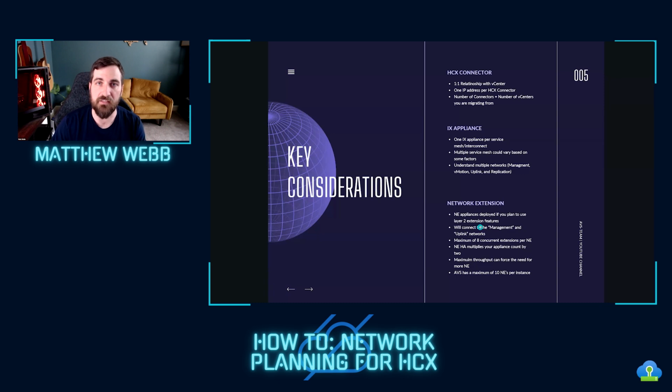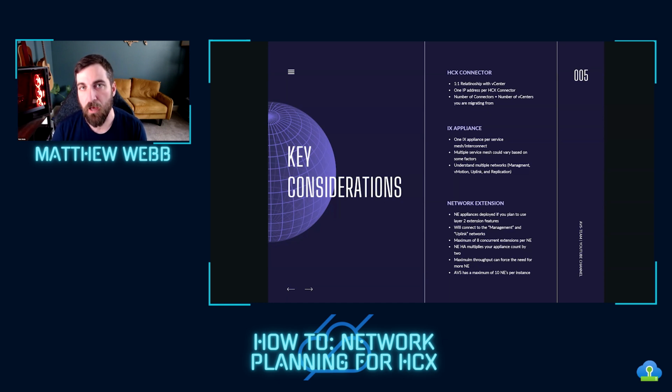What drives the number of IPs that you'll need to put in the IP pool is the number of network extension appliances. And there are a couple of reasons why you have more than one, right? One would be you have a lot of concurrent extensions you want to do. So maybe you have 12 networks that you want to extend. Each network extension appliance can do a maximum of 8 concurrent extensions. So you would need to actually have 2 to be able to do a total of 12. So that would be one reason.